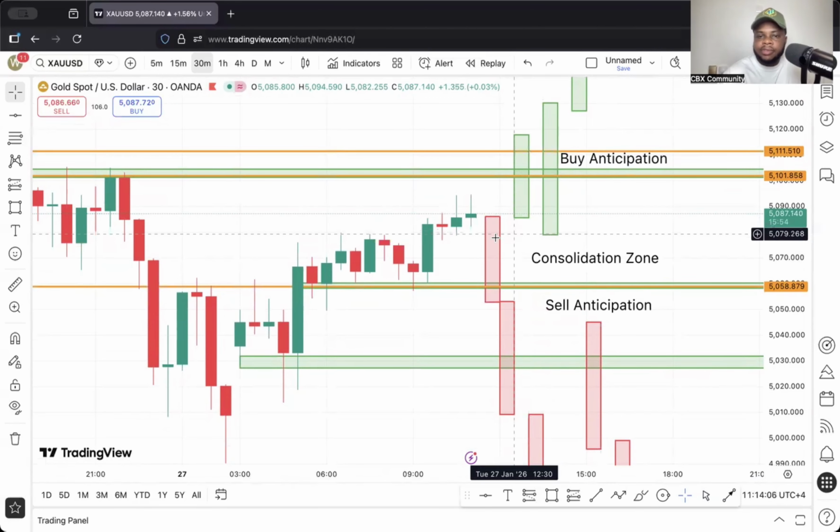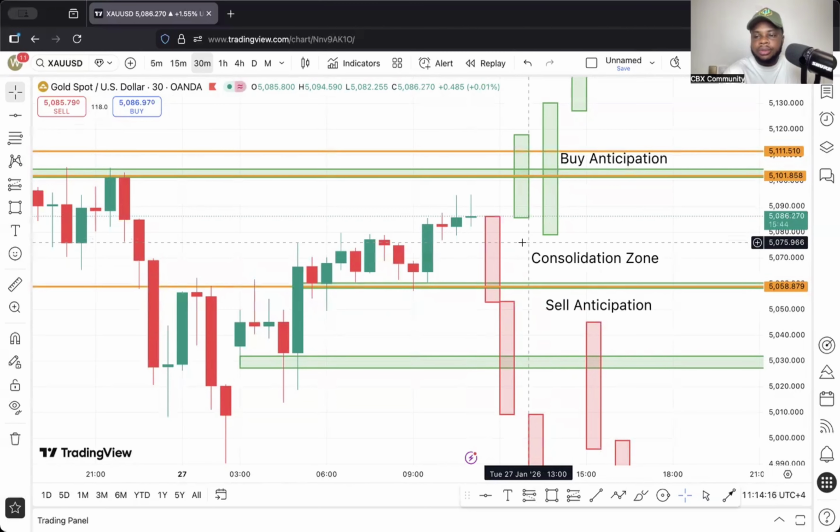Let's see how this candle needs to close. The candle is left with 15 minutes, let's see. Because you are expecting volume to come to the market since this is the beginning of London Open.